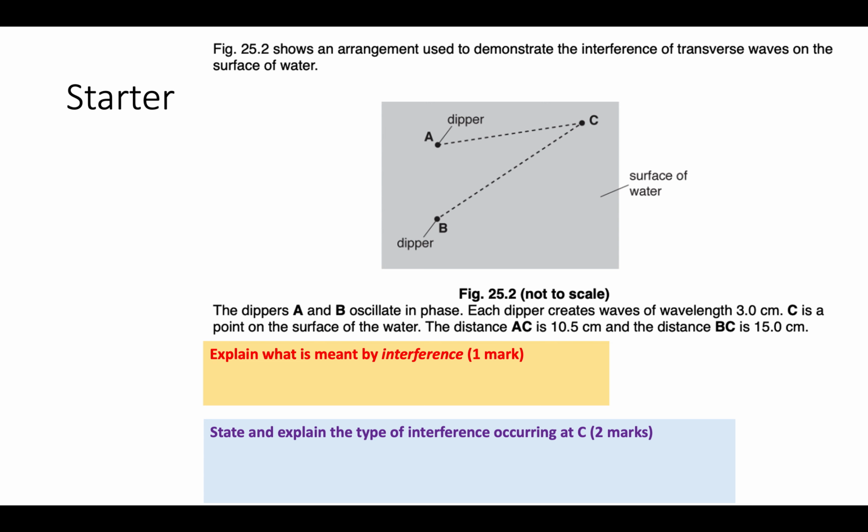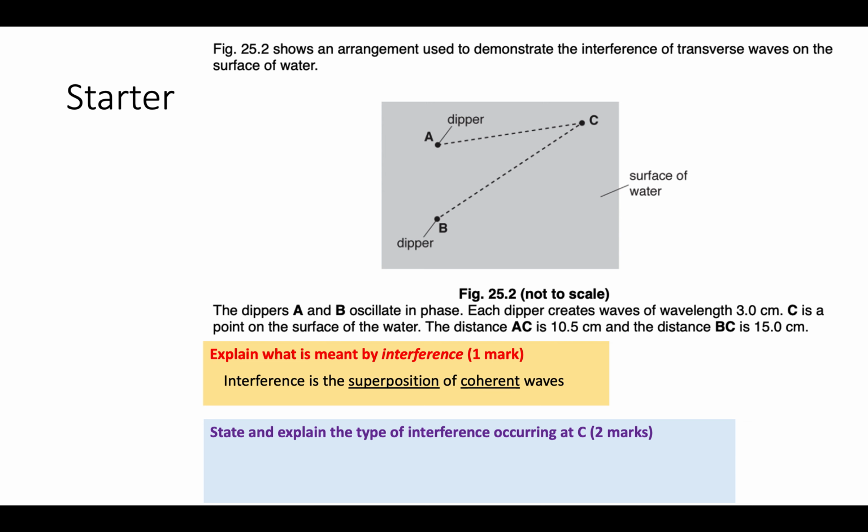Okay, so your sentence to explain what's meant by interference must include the two words superposition and coherent. So interference occurs when you've got a pair of coherent waves. Okay, that means they've got the same wavelength and they're in phase. And superposition is when the two waves combine.